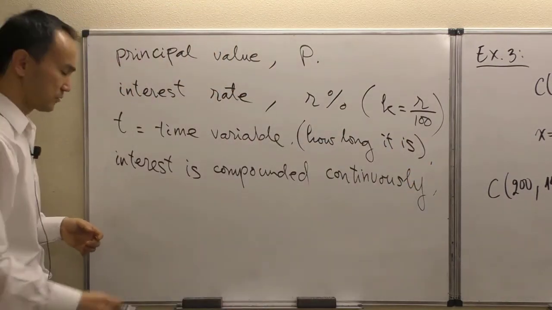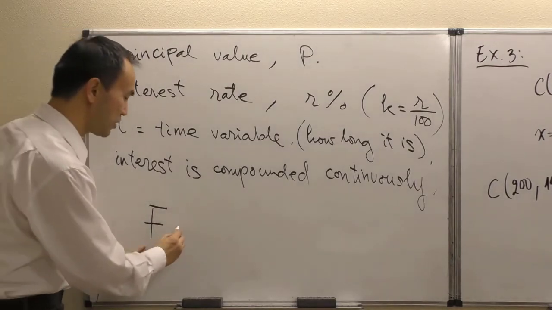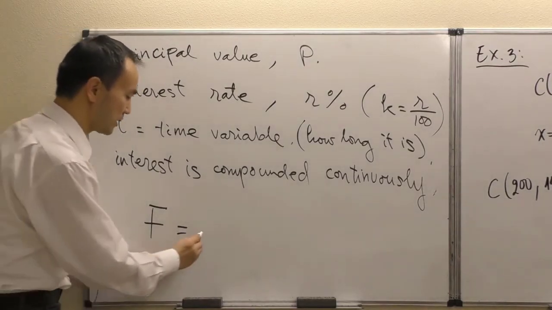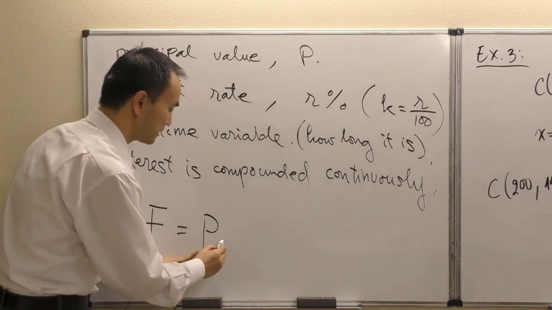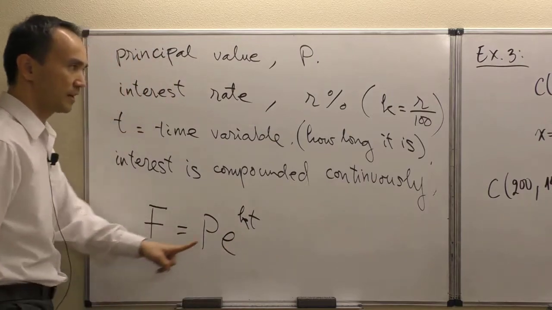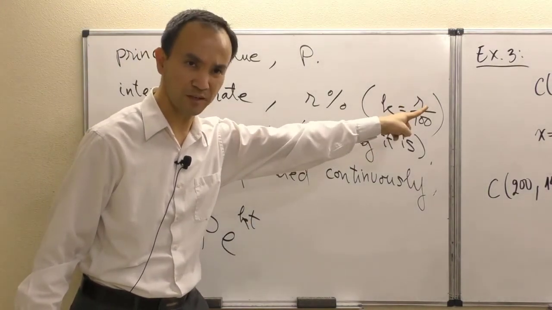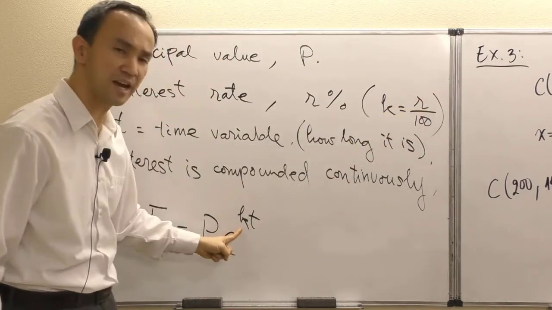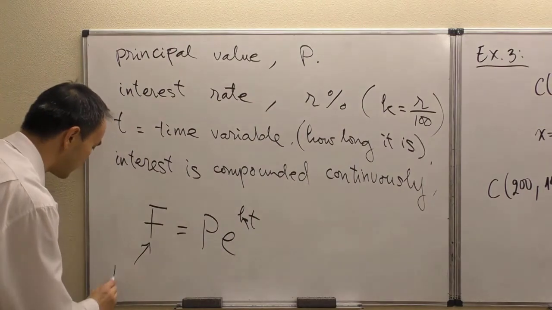we come up with the idea of the so-called future value. The future value is the principal value times e to the kt. And that k I have defined previously: k is basically your rate, written in decimals. So F here is the future value.